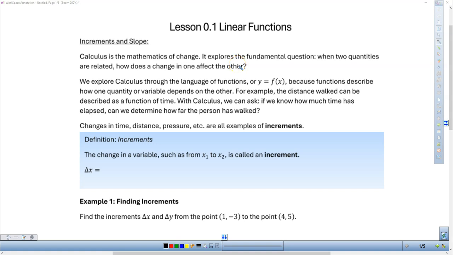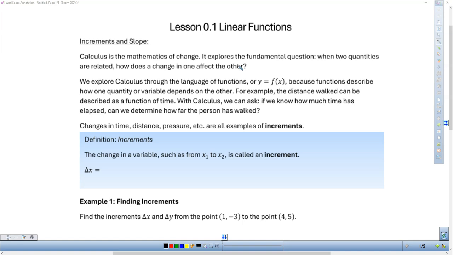And welcome everyone. As we jump into some AP Calc, we're going to first do some review before we actually dive into the full topics. I think a good starting point here is looking at linear functions. The reason I want to do that is because calculus is really at its heart a fundamental piece of mathematics of change. We're looking at when two quantities are related, how does one change affect another?